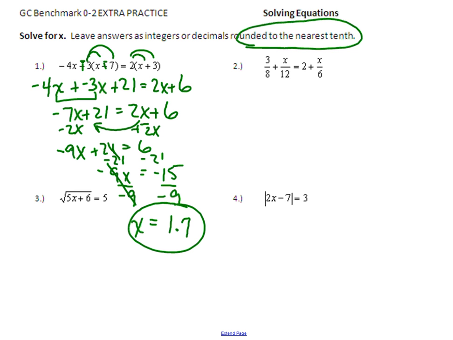Second problem. This is a problem with fractions, and we're going to try to use fraction busters to solve it. So if you don't remember fraction busters, this should help. Fraction busters is taking the least common multiple of the bottom numbers of all the denominators and using that common multiple to cancel, to reduce the fractions so they're gone.